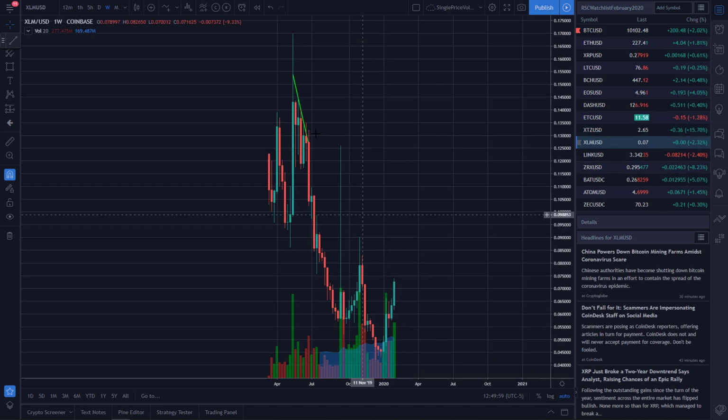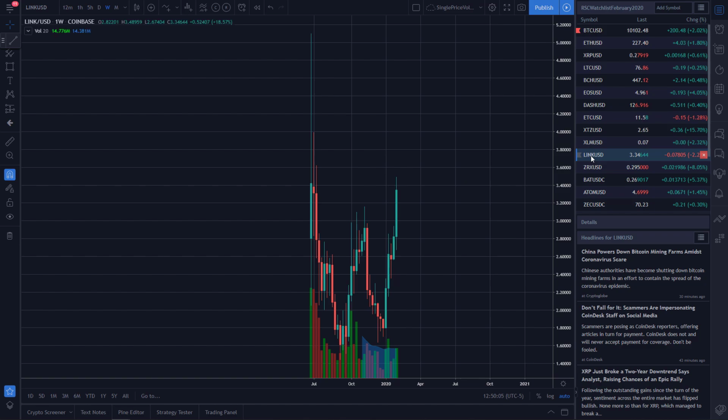Here is Stellar. Stellar still in a weekly downtrend, but nice swing to the upside, still looking good. A lot of things are looking very positive. Here is Chainlink, higher low, higher high. This is in a weekly uptrend. So Chainlink versus the US dollar in a weekly uptrend, looking very good.